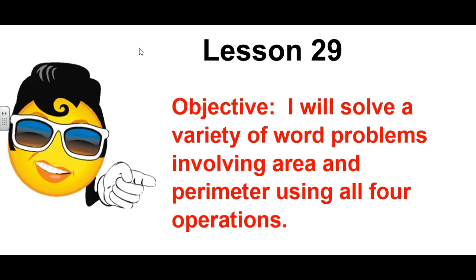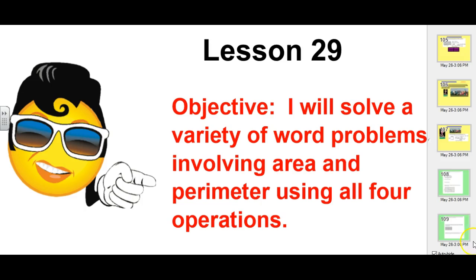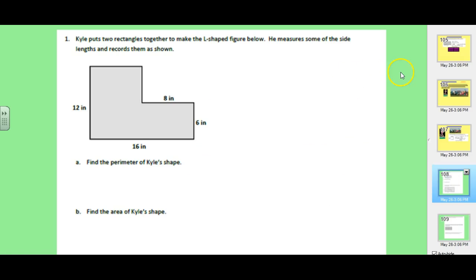Alright, the objective for lesson 29 is I will solve a variety of word problems involving area and perimeter using all four operations. So this is just what we did in lesson 28. We're working with word problems again, where we have to draw and write our sentences and our equations to solve the problems. And we're working with both area and perimeter.